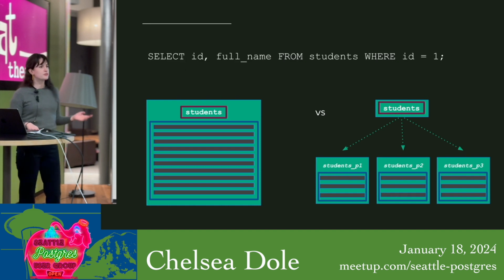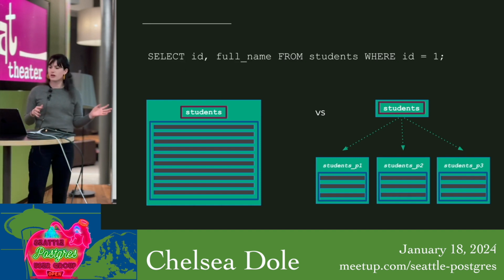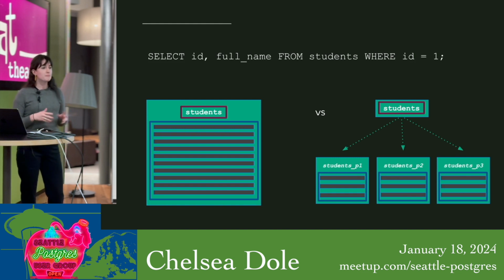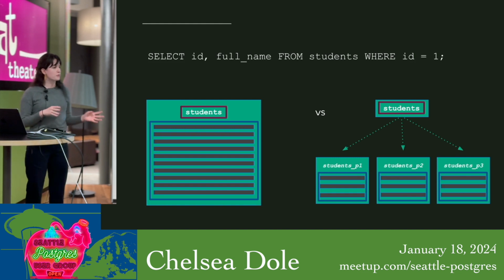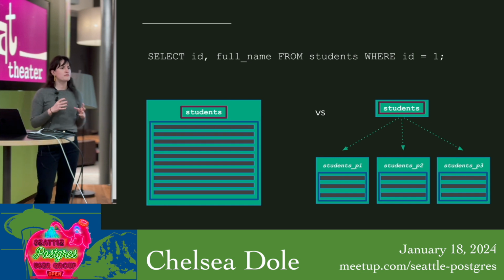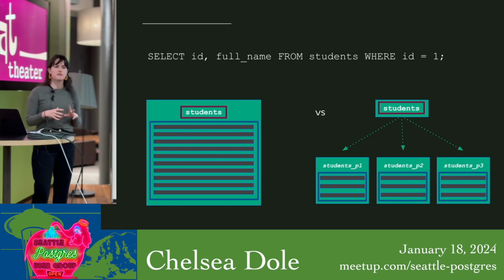In both of these examples, you can run a query like this. Select whatever from students where ID is 1. In both of these, you only need to actually query from the parent table. So the difference is sort of a physical difference. Where does the disk live for that table?